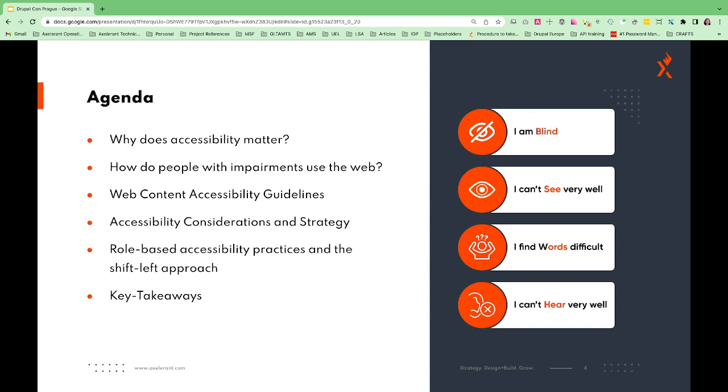The next is the Web Content Accessibility Guidelines. What are the guidelines? I will not deep dive into it, but we can still look into that. Then accessibility considerations and strategies when we build a product, which we have to look into. Then role-based accessibility practices and the shift-left approach, how as a team we can ensure that we are building it right from the start. And the last one is key takeaways, a consideration of all the points which I have discussed.